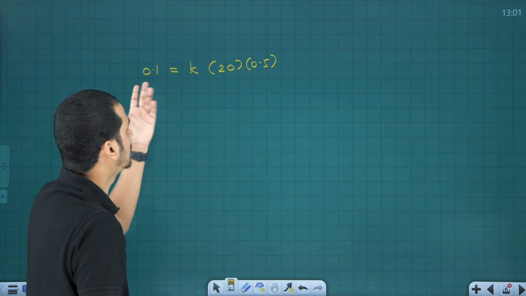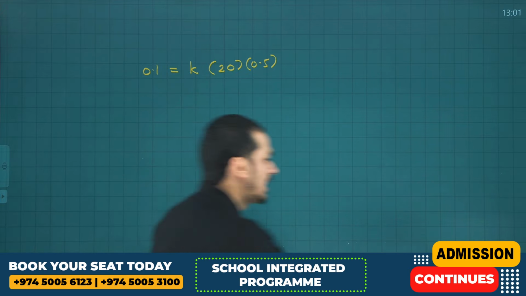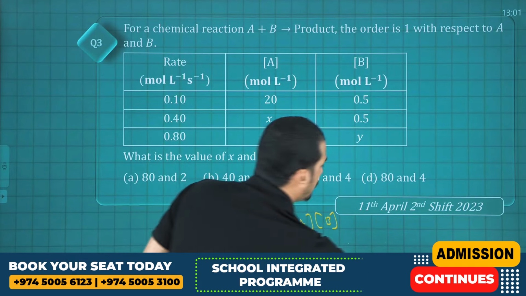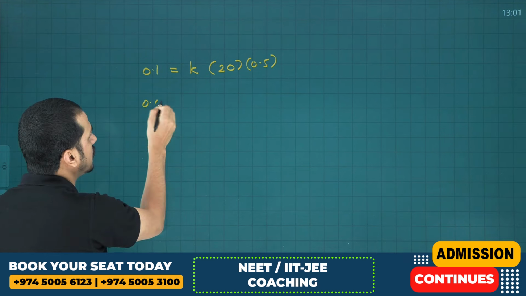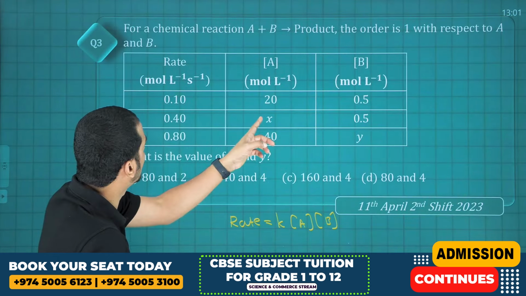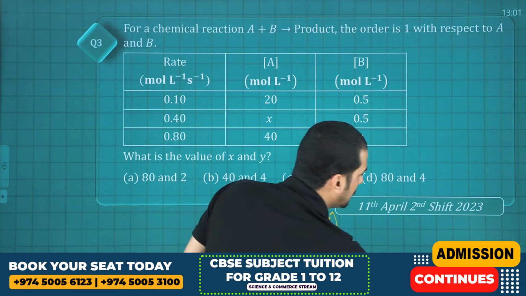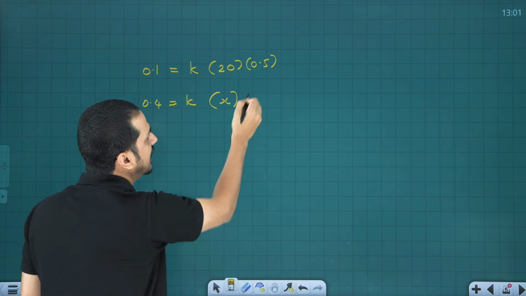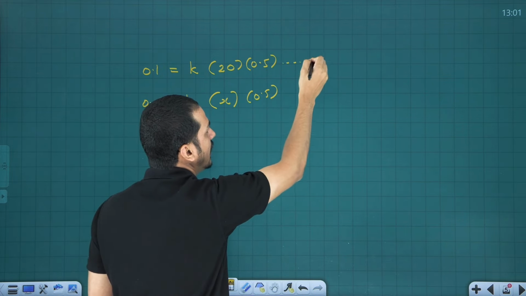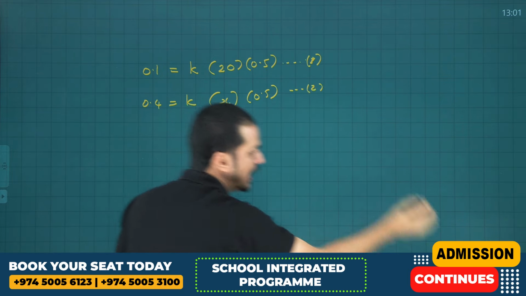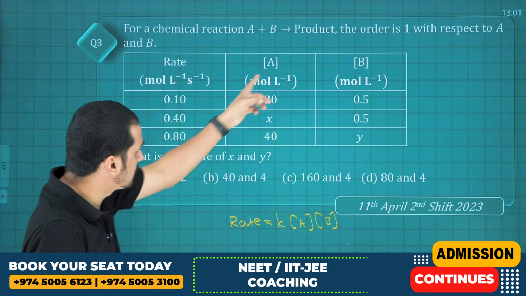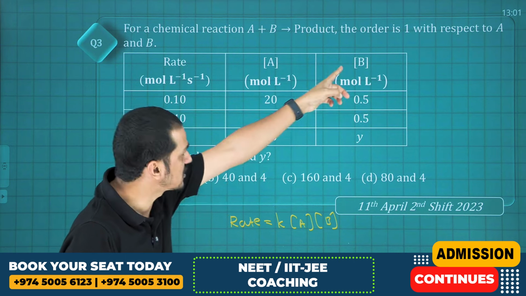From that itself I will get the K value, or else we can use the second condition. In the second condition, 0.4 equal to K into concentration of A, which they have given as X, and B is 0.5. This is equation number 2, and the earlier one is equation 1. I can make one more equation, equation 3: when the rate is 0.8, the concentration of A is 40 and the concentration of B is 5.